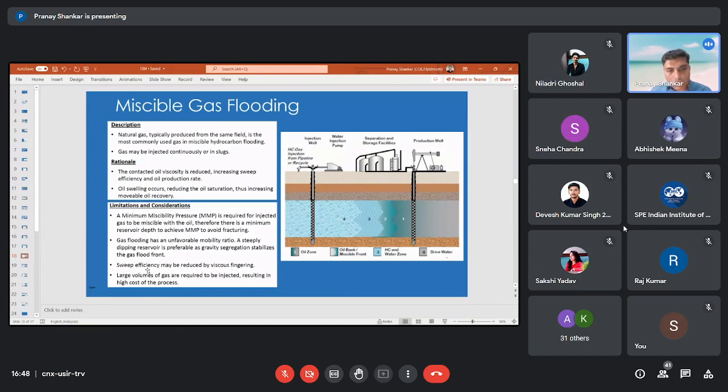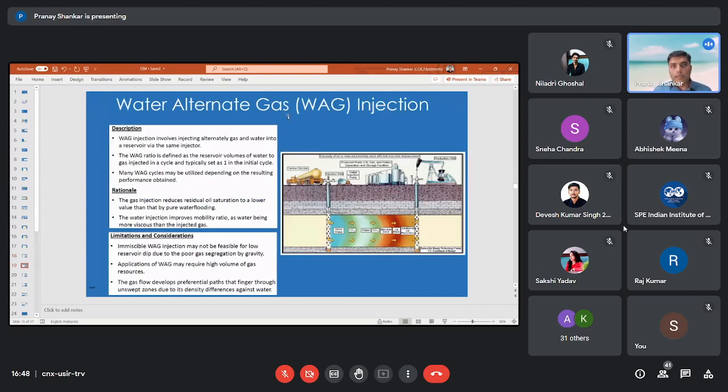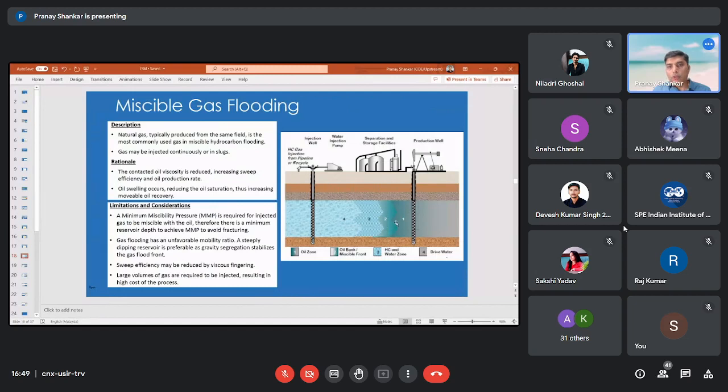In order to control this fingering and unfavorable mobility ratio, there is another technology which is being implemented nowadays. It's called water alternate gas, or WAG. You might have heard about it. WAG injection involves injecting alternately gas and water into the reservoir via the same injector. First we inject gas, followed by water for some time, and we try to maintain the reservoir volume ratio of water to gas, a WAG ratio of 1. So you can see, in the initial slide you had 4 zones. Now you have more than 4 zones.